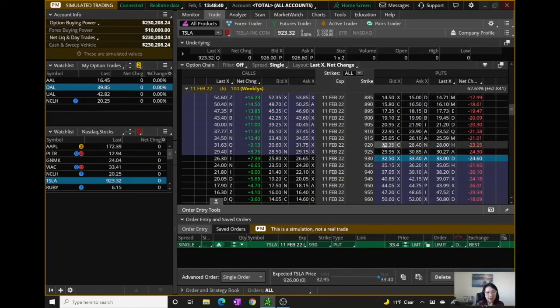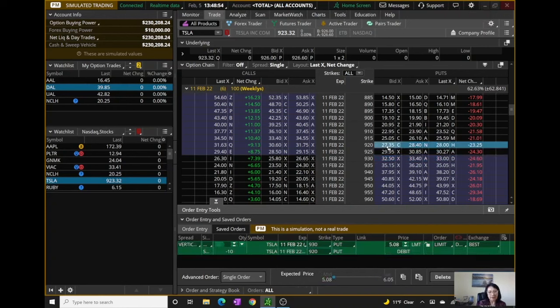And then you have to hold down your control button, hold it down, and then left click on this bid price of the 920 strike price under the bid. And here we go, left click. Okay, now what we have is a vertical option set up here on the put side, the down trade.